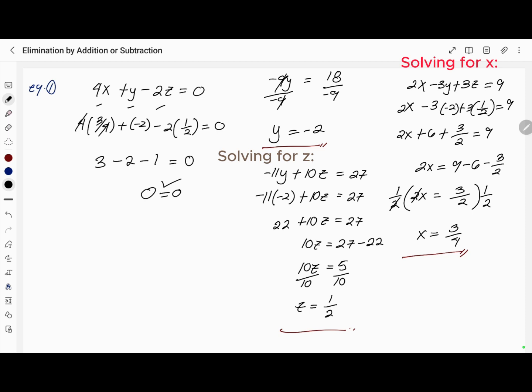And there you go. That's how you solve a system of linear equations using elimination by addition or subtraction. But wait, there's more. I want to teach you also how to check your answer using calculator techniques. I made a separate video for that. Just check the description below.